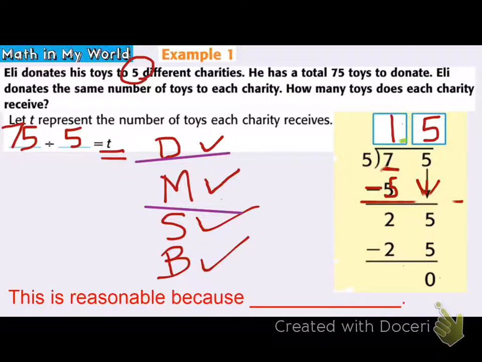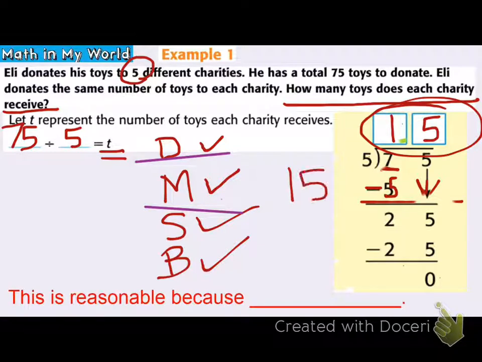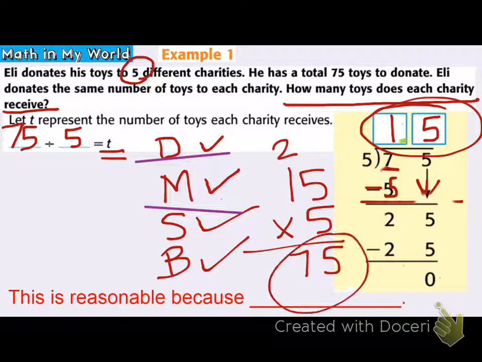So if I go back to the original question, it says, I'm going to underline that, how many toys does each charity receive? Well, I think the quotient, the answer, is 15. Each charity will receive 15 toys. This is reasonable because I'm going to check my work. 15 times the 5 equal groups does give me the 75 toys. It makes sense that the quotient is 15. I have the right answer.